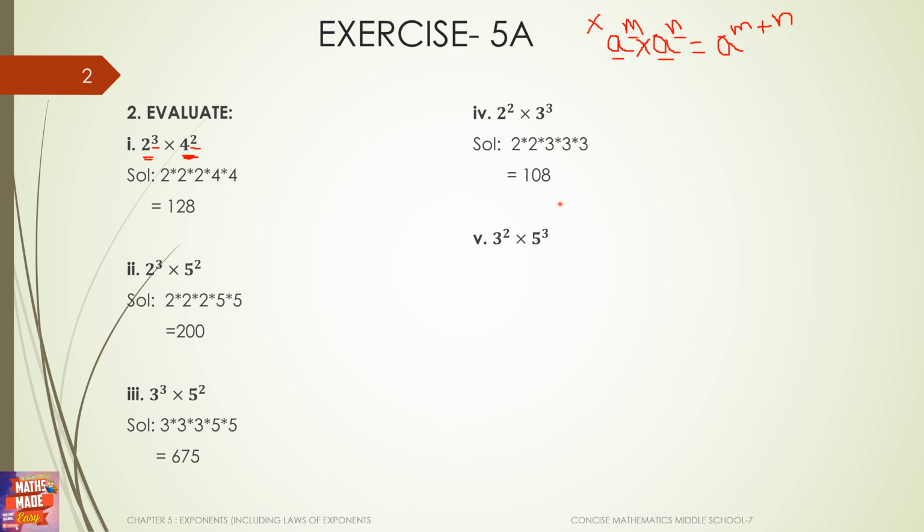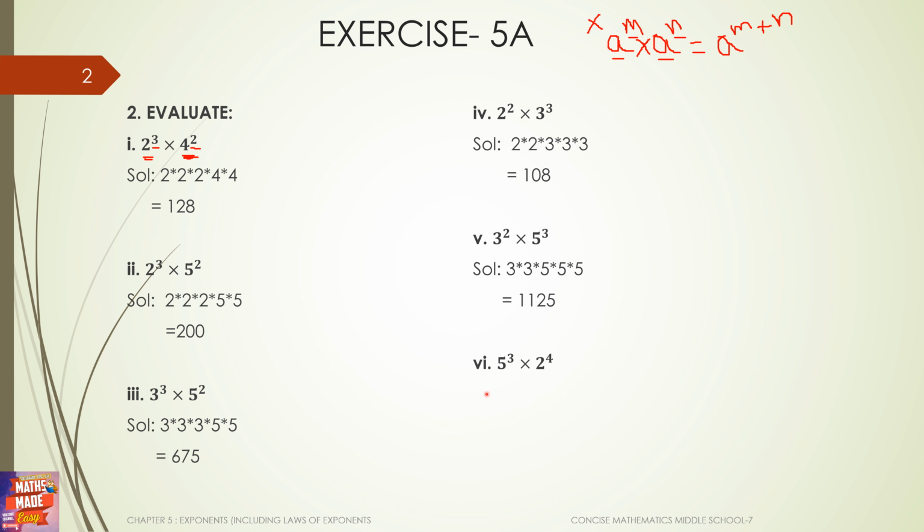Here is our fifth question. 3 to the power of 2 into 5 to the power of 3. Similarly, even here, the formula is not applicable since the bases are 3 and 5. Right? So 3 should be written twice, that is 3 into 3, and 5 should be written 3 times. That is 5 into 5 into 5. So when you multiply all together, you will get 1125.